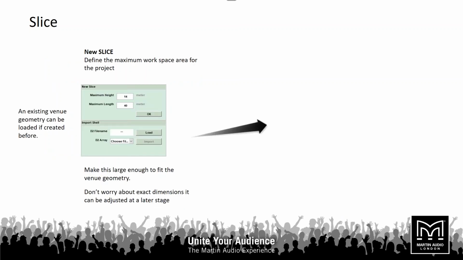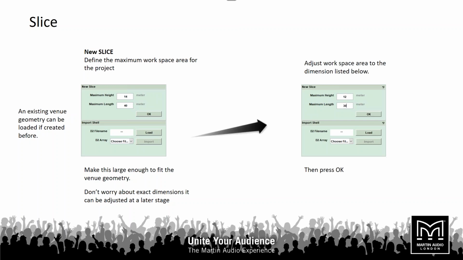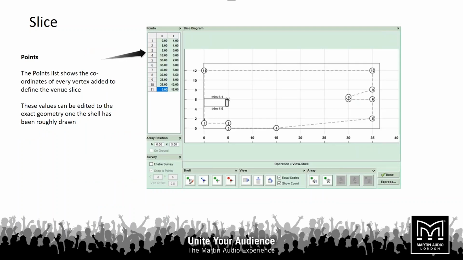So when we first click on the new slice, we can define the maximum workspace for the project, or we can input an existing venue geometry if it's been created previously. What we want to do at this stage is make sure the slice is large enough to fit the venue geometry, but we can change that later. So here we can see we've changed it from the default of 14 by 40 to 12 by 30, and then we hit OK. Here we can see this is the first window we get upon slice, and we have a points list down the left-hand side there, and these can be edited once the shell has been drawn.